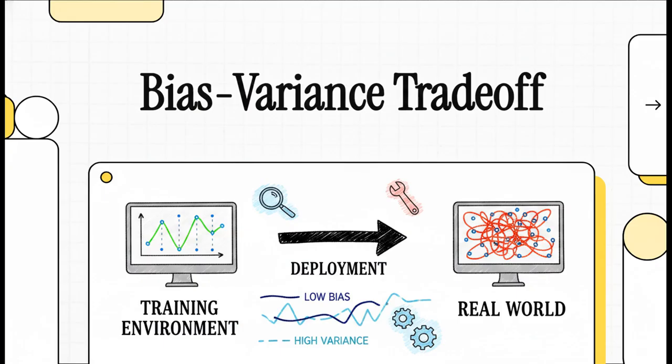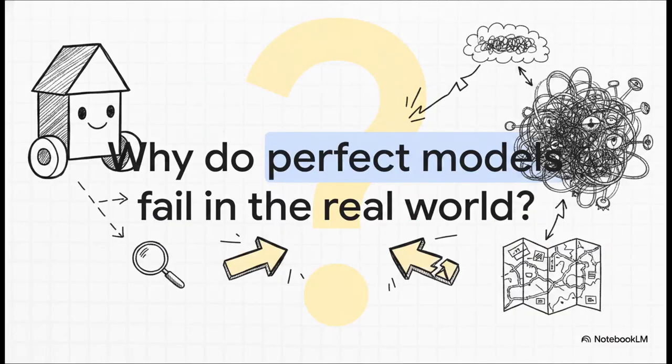And this is a massive deal, because these are the exact types of models driving the apps, the recommendations, and the tools that we rely on every single day. So welcome to this explainer. Today we're going to unpack exactly why this happens, and more importantly, how data scientists actually fix it. Let's get into it.